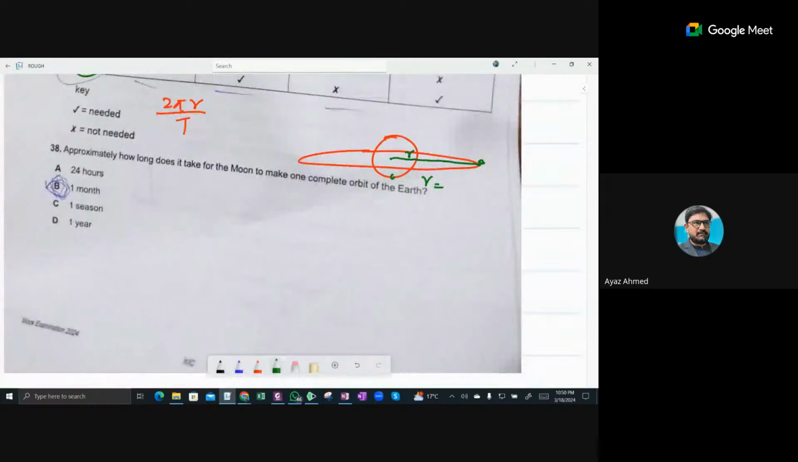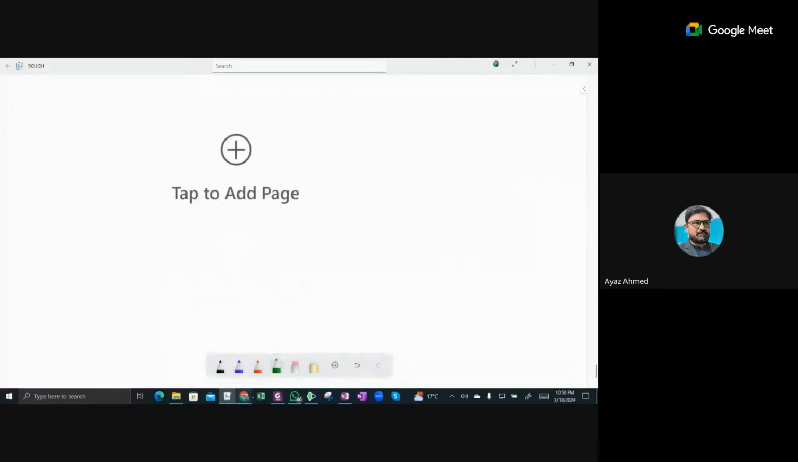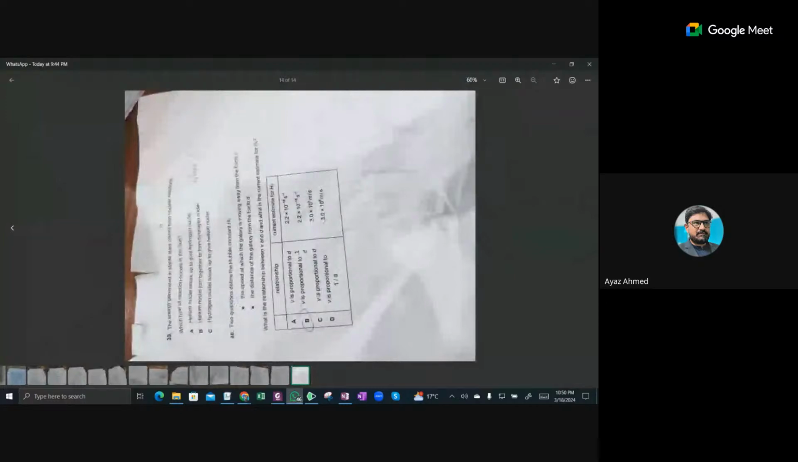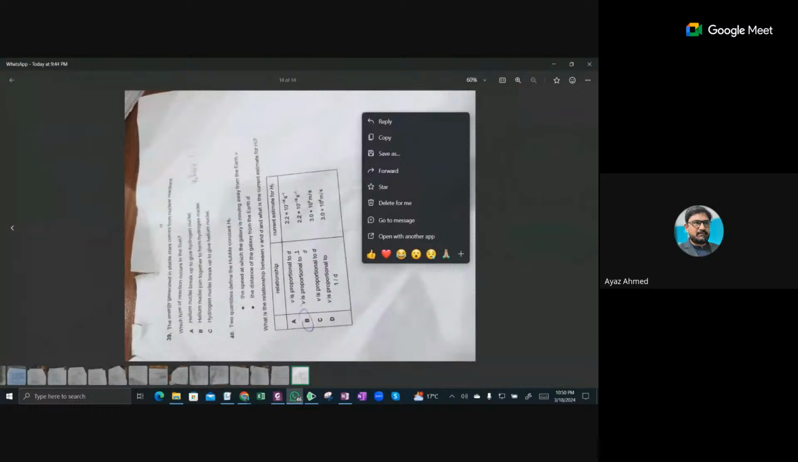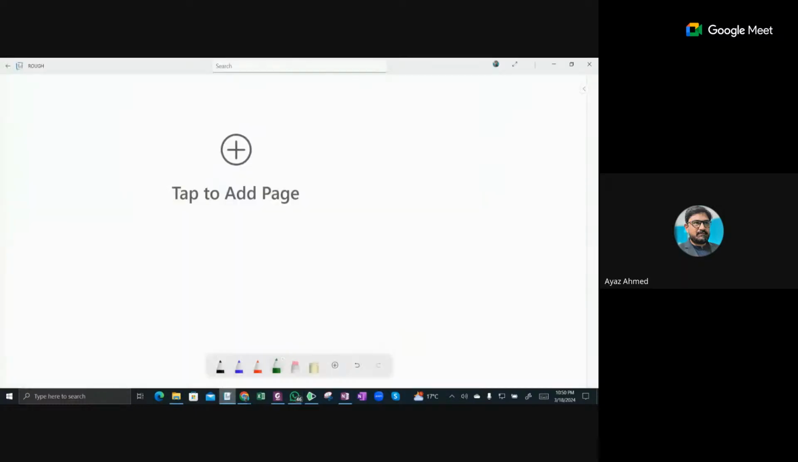38. Approximately how long does it take for the Moon to make a complete orbit around the Earth? Almost 27 days. So 27 days is almost 1 month. So that's fine. And the last page. Yes. Oh my god, it is totally reversed. The last level of the snake game is over there.